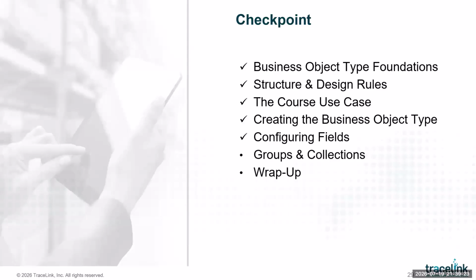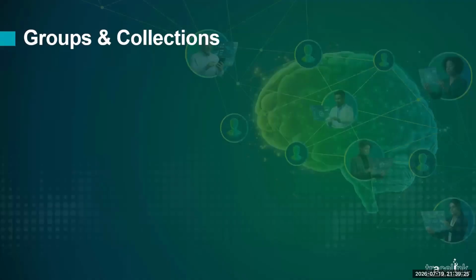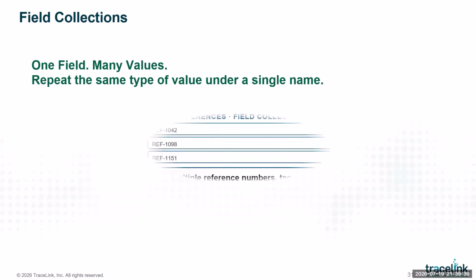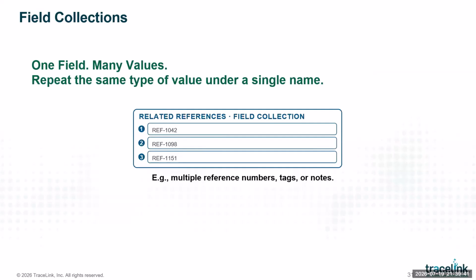Now let's take a look at groups and collections. Let's define a field collection. The simplest way to think about it is a repeatable blank, one type of value that you can add multiple times under a single name. Technically, it's an array of one field type. When you create one, you'll set things like the collection name, whether to limit the number of items, and the details and properties of the field inside it. Think of this picture on your screen. Many values all under one attribute.